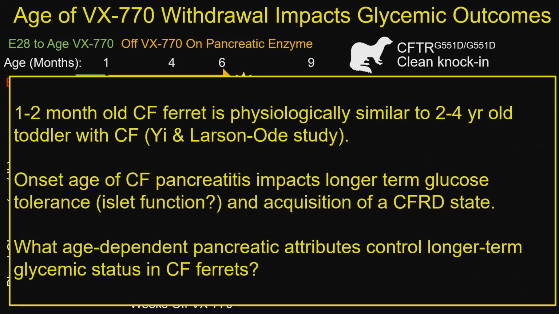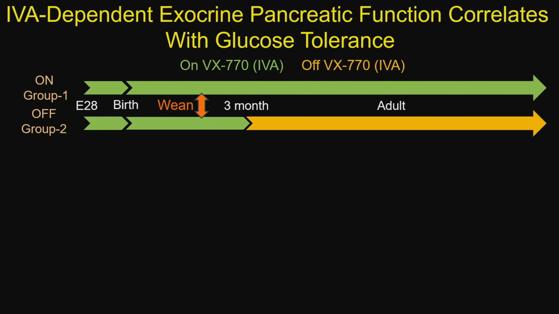So 1 to 2 month old ferrets are physiologically similar to about a 2 to 4 year old toddler, and I based this on Katie Larson-Odie's study with Yaling that demonstrated this glycemic crisis occurs in both those age groups compared to very young ferrets. And the onset of CF pancreatitis impacts longer term glucose tolerance, with it being worse if you go off later. So we wanted to ask, what are the age-dependent attributes that might control longer-term glycemic status, and what's the regenerative capacity of the pancreas using a number of different ways in the CFTR modulators?